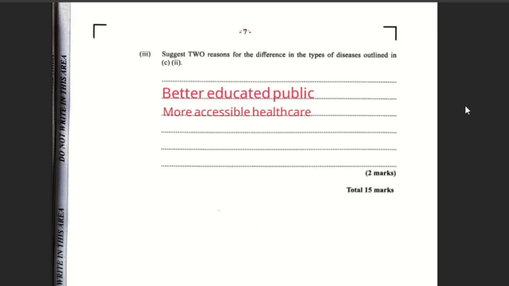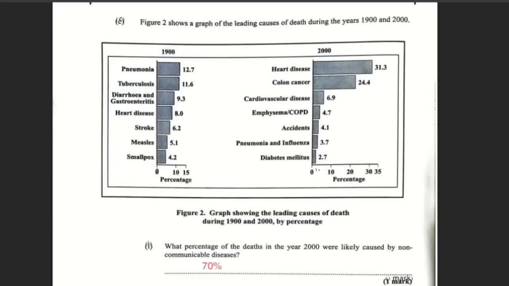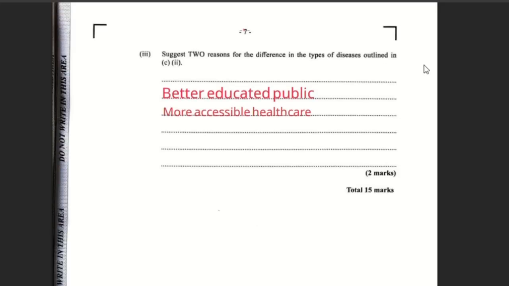So basically, it would not cause as much death. For example, in 1900 you had a lot of people dying from different infectious diseases. Now in 2000, fewer people are dying from infectious diseases because they have more access to healthcare. So instead of somebody just sitting in their yard waiting to die, they can go to the hospital and actually get treatment, and that would cause a decline in people dying from infectious diseases. So that would be the answer for this.